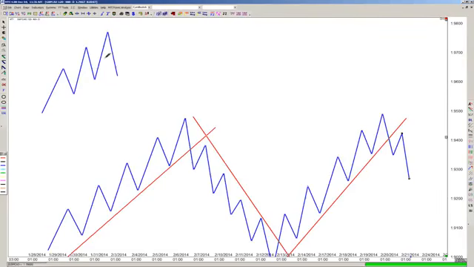Now, here is the head. Here's the eyes right there. Here's the nose right there. And here's the mouth, okay? This is the head and shoulders, okay? Now, the head and shoulders is based on a left shoulder, a head, and a right shoulder, okay?